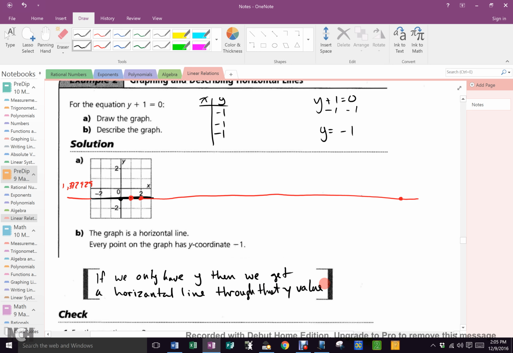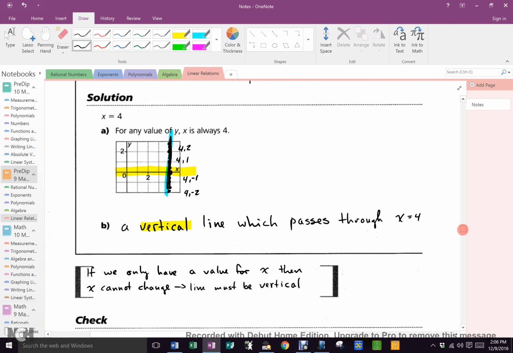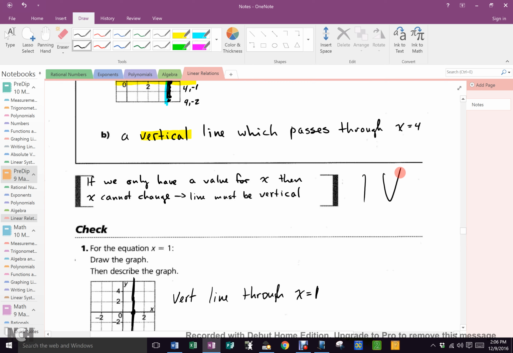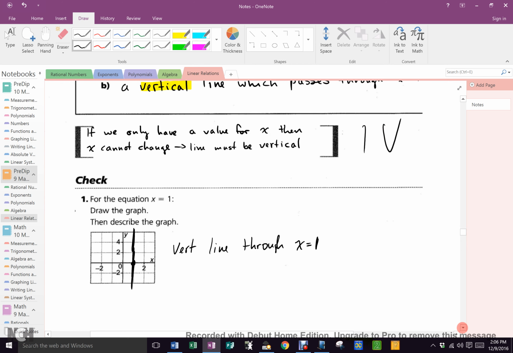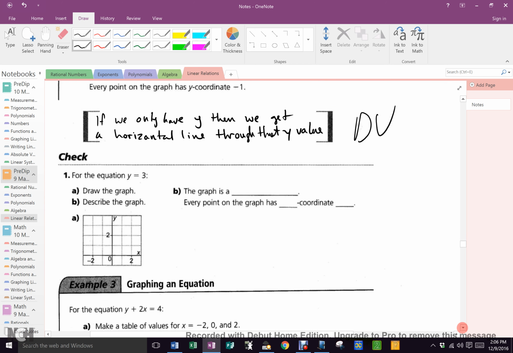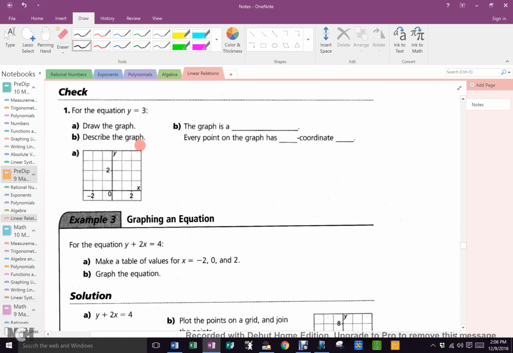Now, must they always be x's? No. Must they always be y's? No. So what would be better to say than x and y? That would cover everything. Which variables? The independent. Thank you, Anish. Which one is y? Dependent, DV. Which one is x? Independent, IV. Yeah? Yeah.